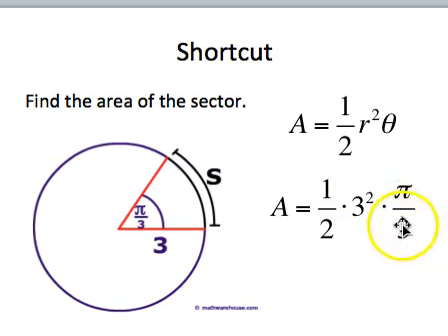3 squared divided by 3 is just 3. Upstairs we have a 3 and a pi. Downstairs we have 2. So we get the area of that sector is going to be 3 pi over 2. And that will conclude this lesson.